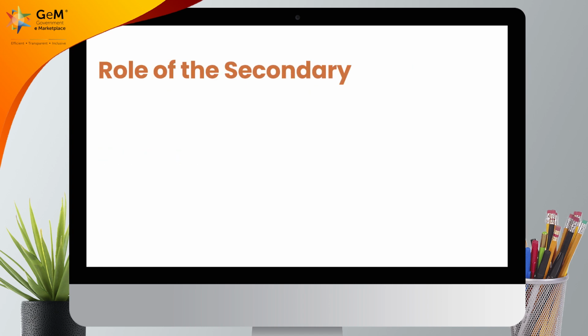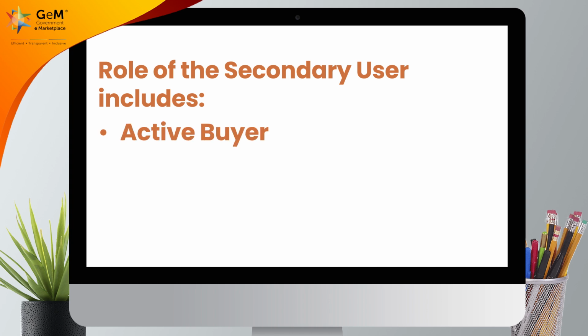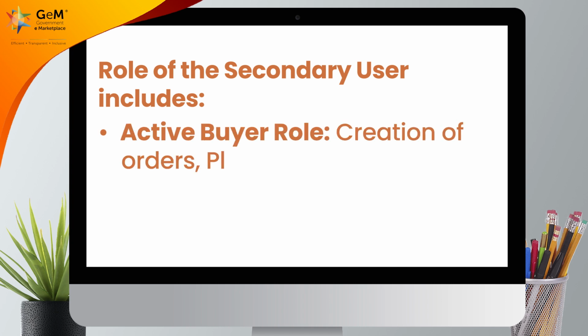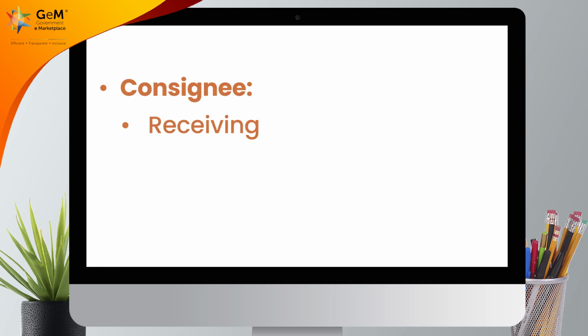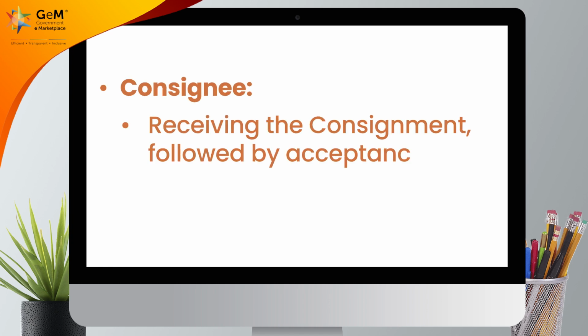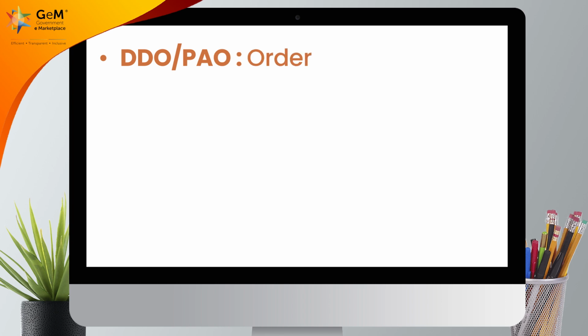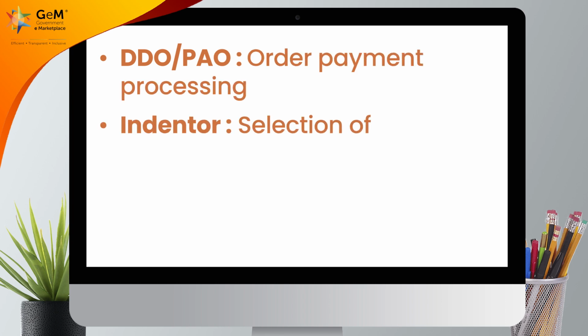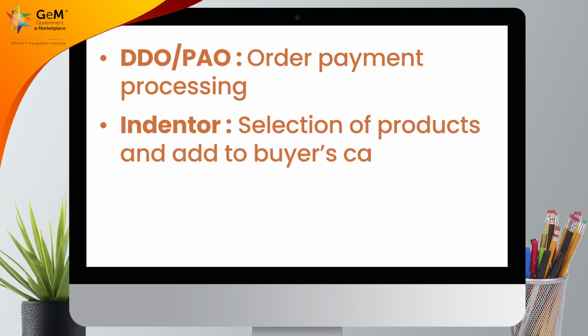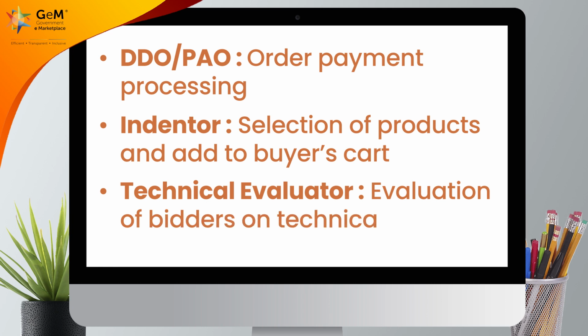Role of the secondary user includes active buyer role, creation of orders, placement and bill drafting, consignee, receiving the consignment followed by acceptance and rejection of the same, generation of CRAC, DDO, PAO, order payment processing, indenter, selection of products and add to buyer's cart, technical evaluator, evaluation of bidders on technical front parameters.